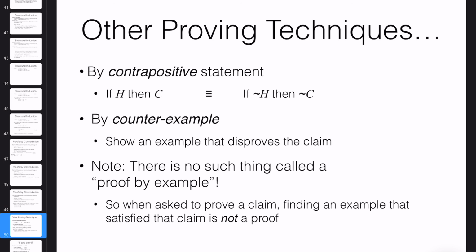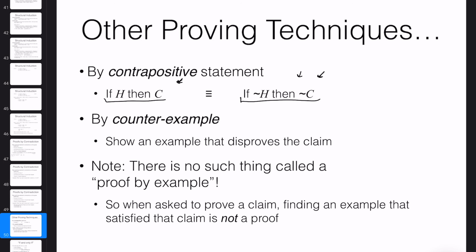And the last technique is proof by contrapositive. In proof by contrapositive, instead of proving if H then C, you would rewrite it as if not C then not H. Okay, so you prove this statement instead of this statement. This statement is the contrapositive of the other one. So it doesn't matter if you prove this one or this one. Both of them imply each other.